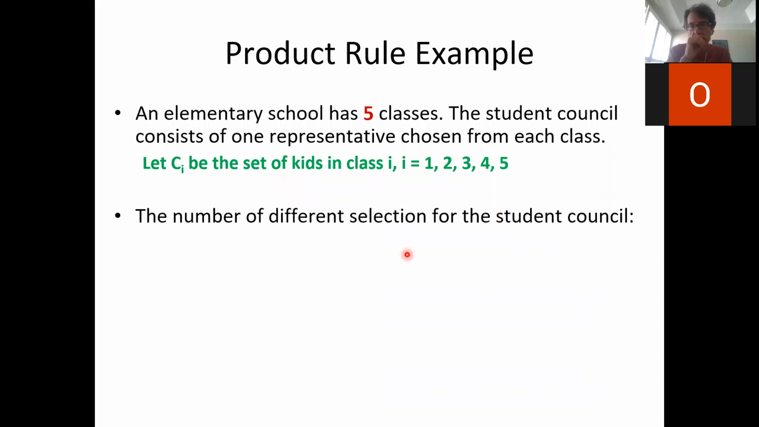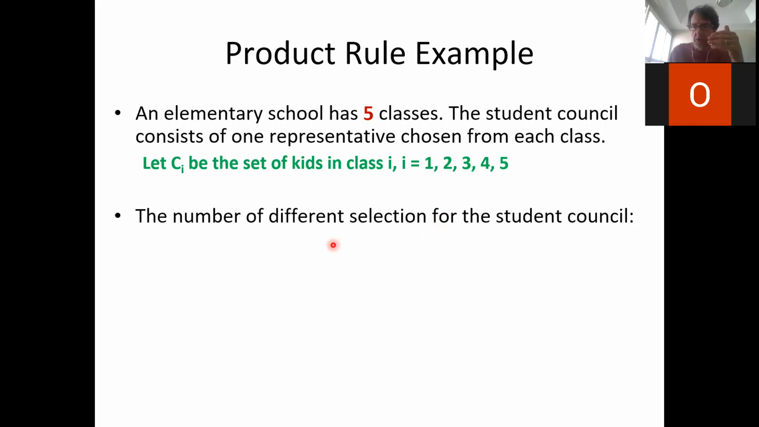Okay, so here is another example. Suppose you have an elementary school that has 5 classes, 5 grades, right? And a student council must have, it's a selection of students that has exactly 1 from each grade. Let's say Ci is the set of students in class i. So C1 is students in grade 1, C2 is students in grade 2, etc. So how many possible student councils do you have, right?